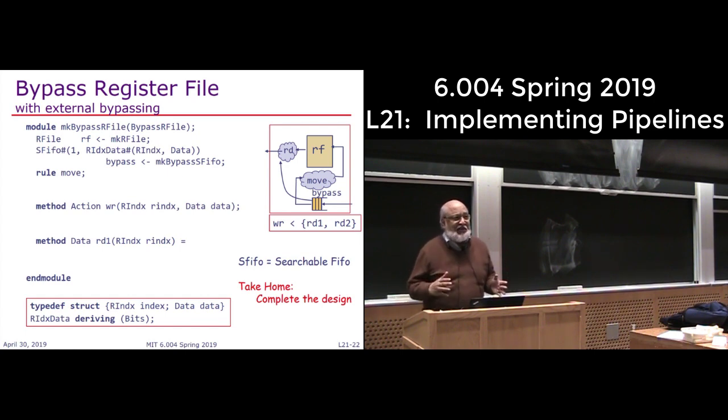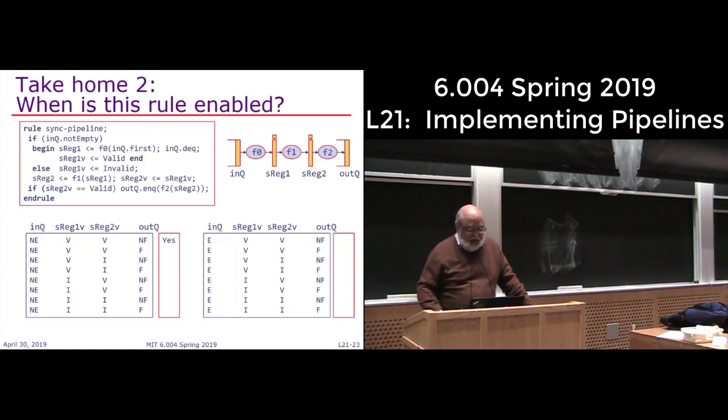There is still an EHR, except that instead of making everything an EHR in the register file, I have left the register file alone, and I have just built a tiny FIFO. A little bit of thought will show you one element FIFO is more than enough. So a one element bypass FIFO will do the job. So that's one piece of code I would like you to write.